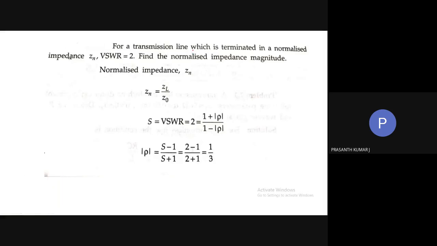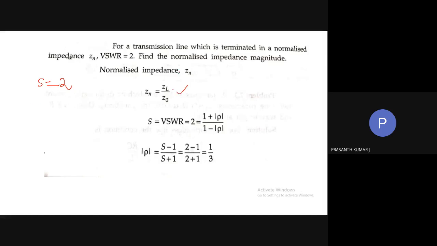For a transmission line which is terminated in a normalized impedance Zn, find the normalized impedance magnitude when VSWR is given. So what is the given data? VSWR, that is S equal to 2. What is being asked? The normalized impedance.